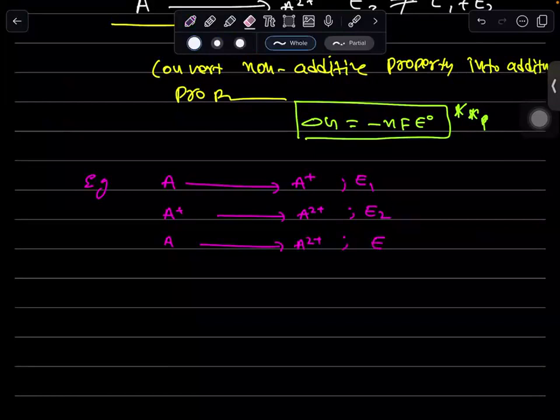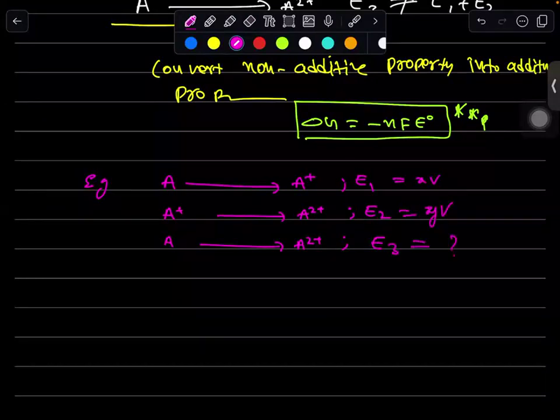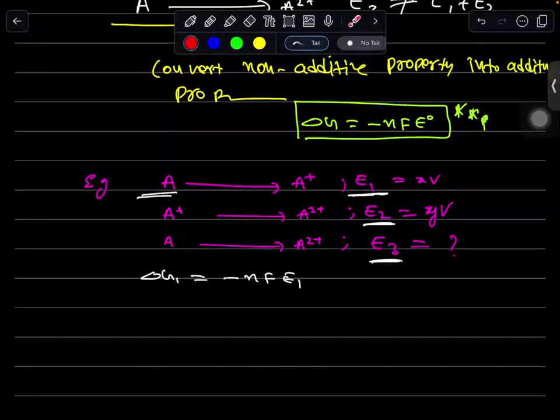So E1 you can assume as X volt, E2 is Y volt, and E3 is what? This is a non-additive property. We cannot add like E3 is equal to E1 plus E2. So first this non-additive property we will convert into additive property. So del G1 is equal to minus nF E1. Look at this case, here it is X volt, right? That I can write as a relation.